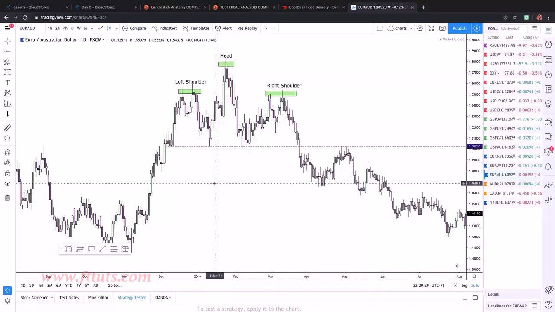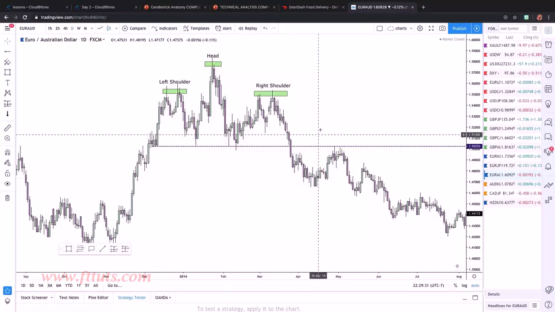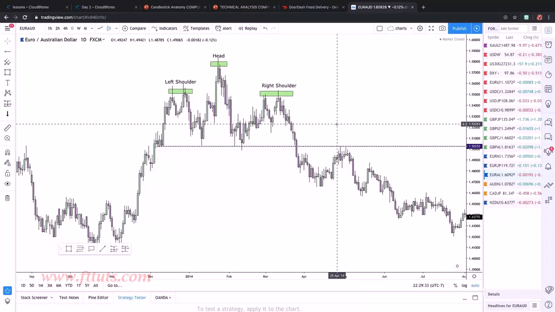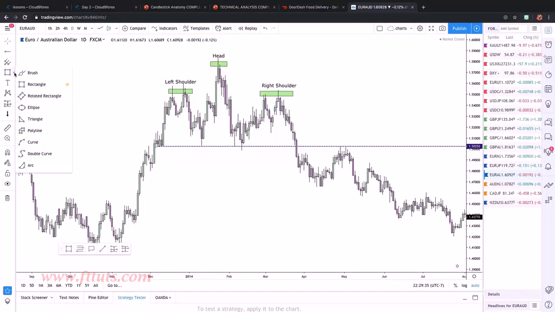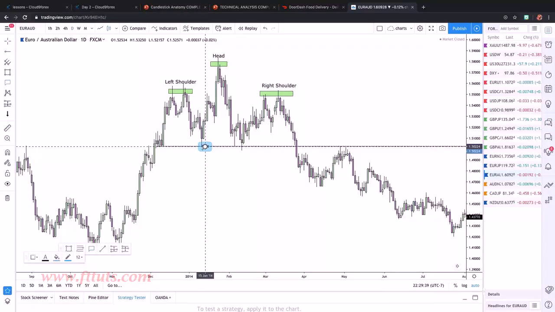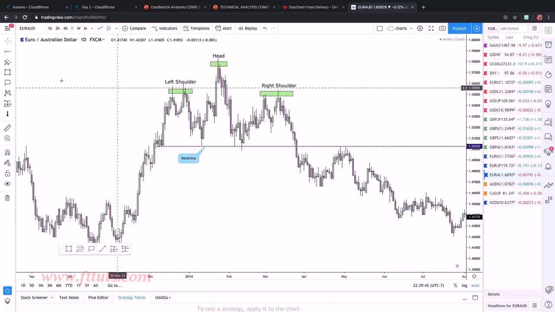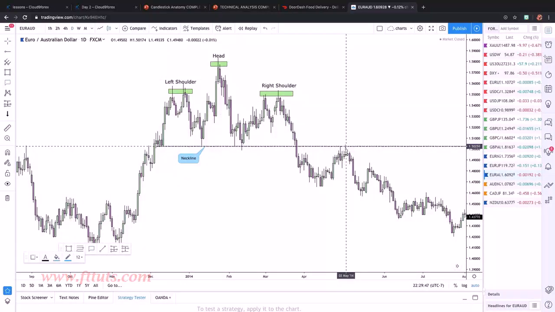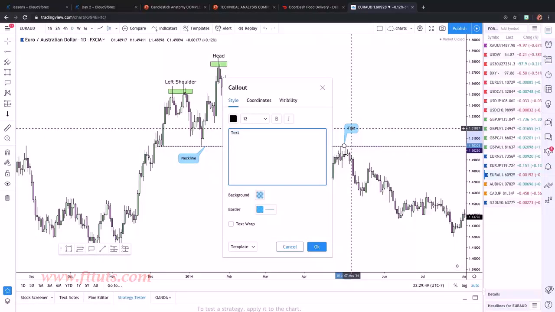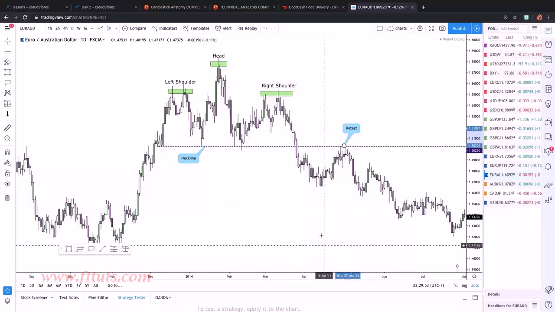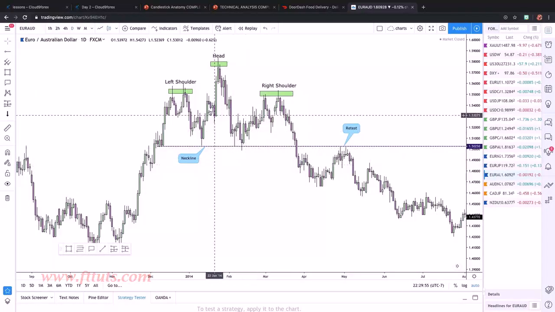Okay, so 150,250. Perfect. So now I'm going to label that the neckline. So this is a perfect chart pattern. This played out perfectly. So nice left shoulder, head, right shoulder.